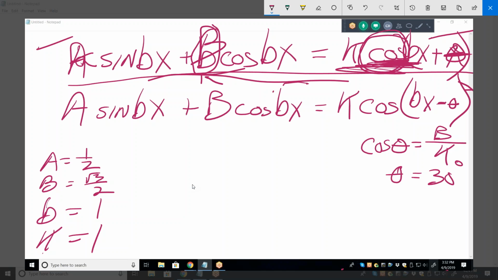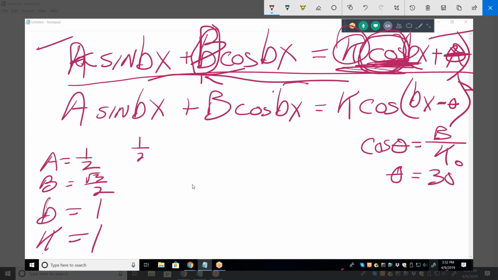How do we know capital K is 1? Because it said that there was no coefficient in front of the right side, right? Yes, sir. Okay. K is equal to the right square root. So here's what we are looking at.